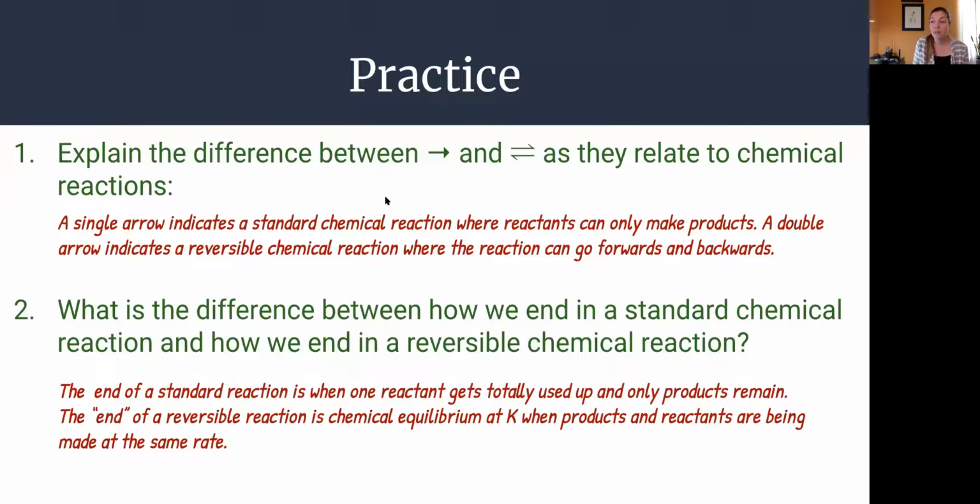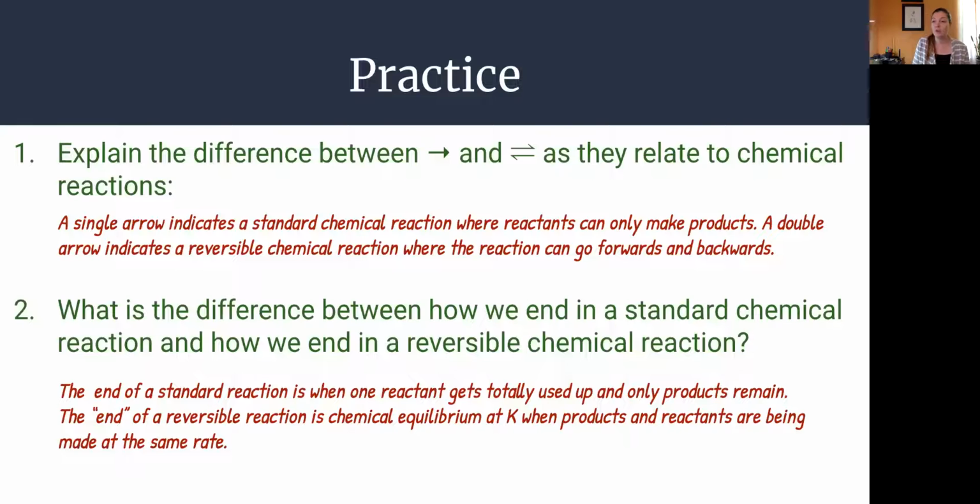Question 1, explain the difference between the single arrow and the double arrow as they relate to chemical reactions. So my answer here, of course yours might vary, is a single arrow indicates a standard chemical reaction where reactants can only make products. That's it. A double arrow indicates a reversible chemical reaction where the reaction can go forward to make products or it can go backward to make reactants.